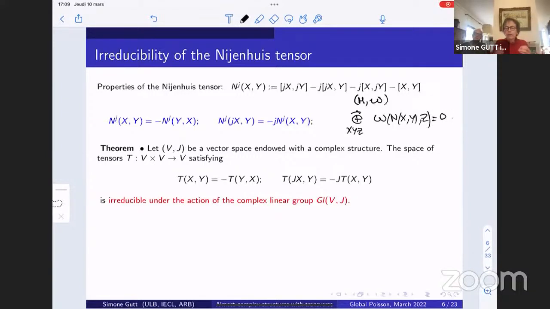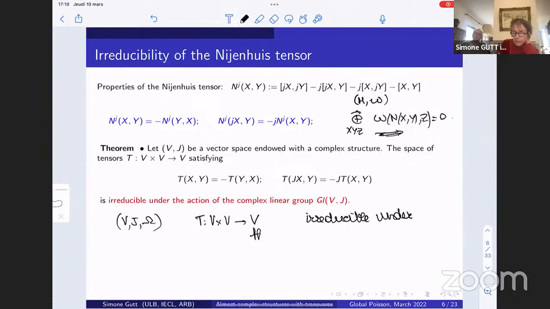Those are the properties of the Nijenhuis tensor at a given point, and if you look at the space of tensors on the vector space which has these symmetries, it is irreducible under the action of the complex linear group. And if you look at the situation modeling the tangent space at a given point for a symplectic manifold, with tensors which have all the properties, including this third one, we have shown with our student Maxime Gérard that it is also irreducible under the action of the unitary group, which means the group of linear transformations of V which commutes with J and which preserves the symplectic two-form at that point, omega.